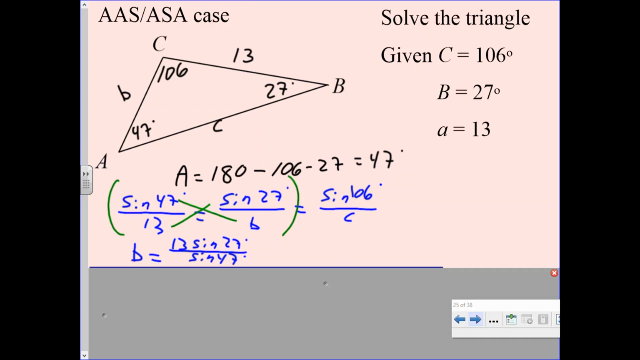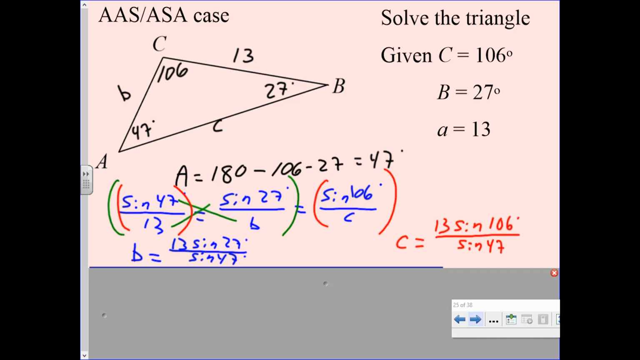And then we'll do the same thing for side C. The only difference here, we're still going to use this ratio here when you go to look at side C. That's going to avoid some rounding errors. So you want to make sure and use the ratio that you're completely given in the problem. So in other words, do the same kind of cross multiply divide trick. So I'm going to say that C is going to be equal to 13 sine of 106 divided by sine of 47.